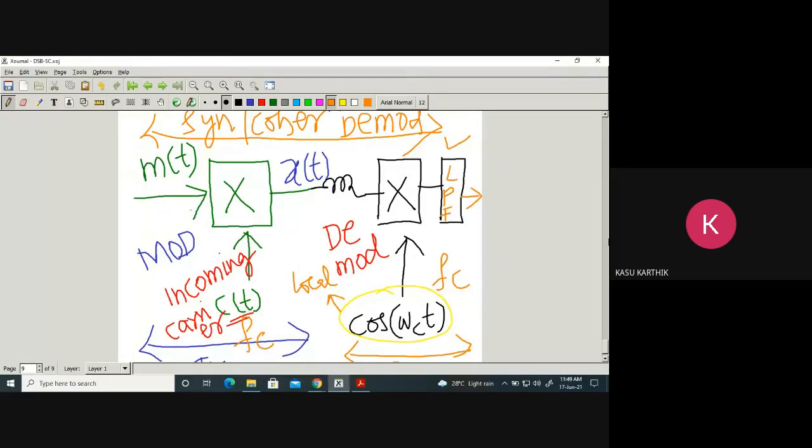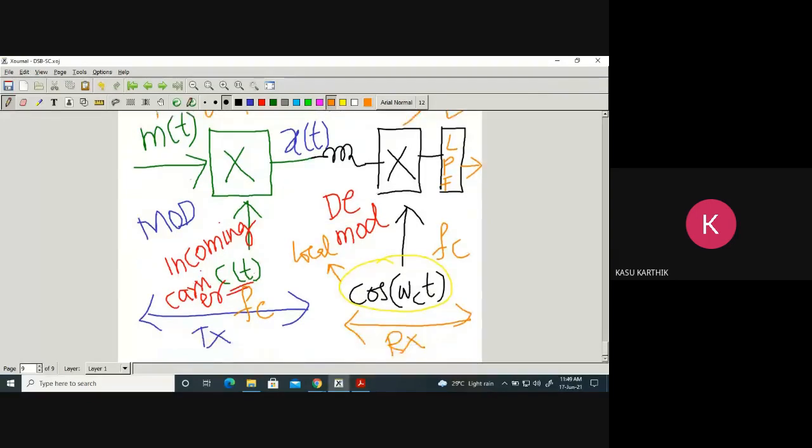Okay. So local carrier, incoming carrier. The carrier that we use to modulate is called incoming carrier. The carrier that we use to demodulate is called local carrier. Here at the receiver side, we have to generate this carrier. Please remember. We have to produce this carrier at the receiver, which has exactly the same frequency and same phase as that of the carrier that we are using in the modulation part, or in the transmitter part.